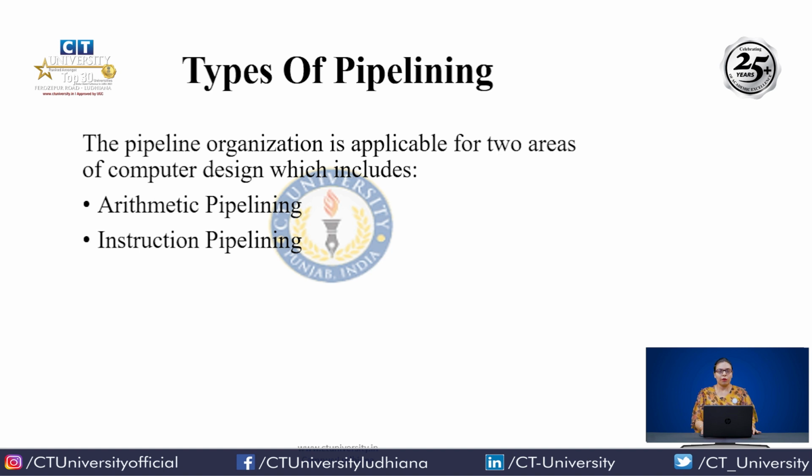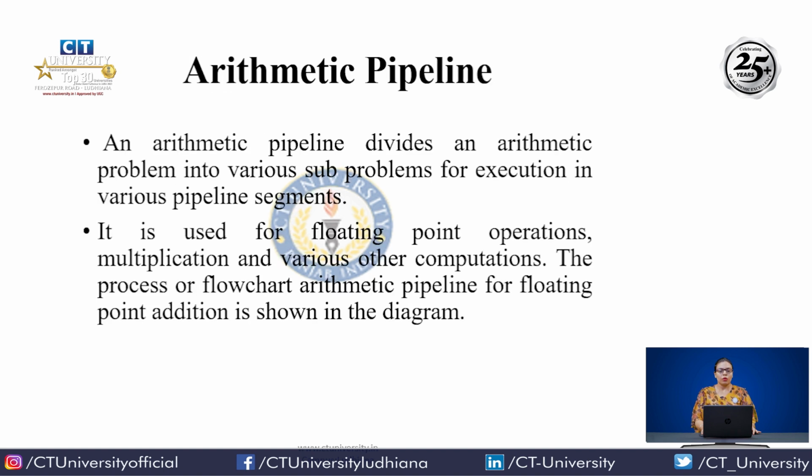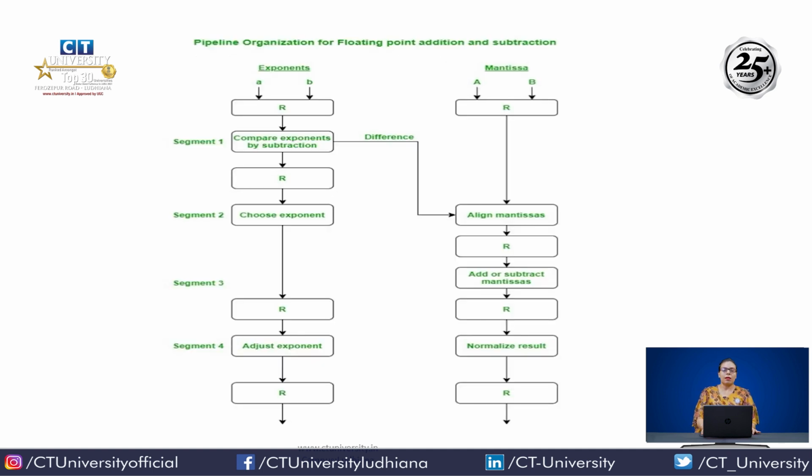Next we have types of pipelining. First is arithmetic pipelining and second one is instruction pipelining. In case of arithmetic pipelining, we have arithmetic problems which are divided into sub-problems. Let's consider an example. For example, suppose x equals 4.3 into 10 raised to power 3, and consider another number y equals 0.23 into 10 raised to power 2.